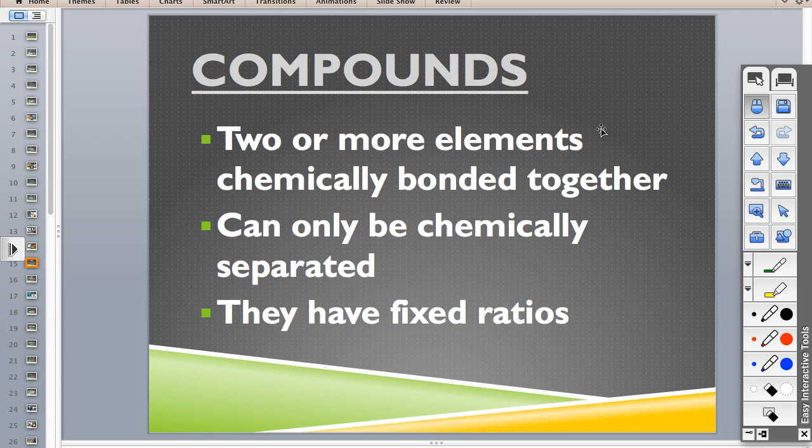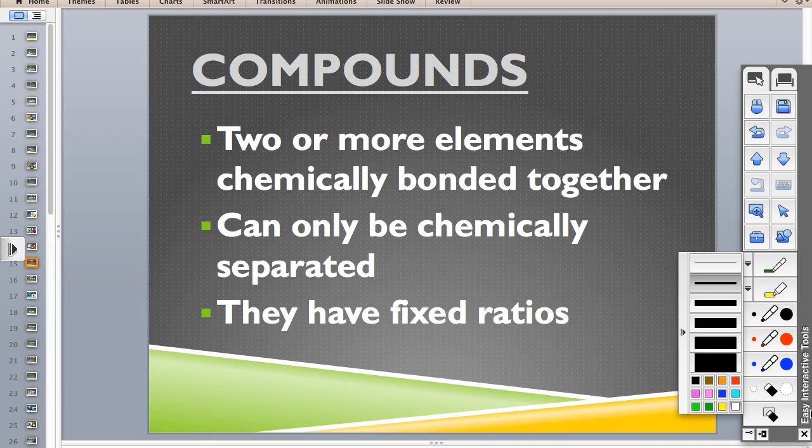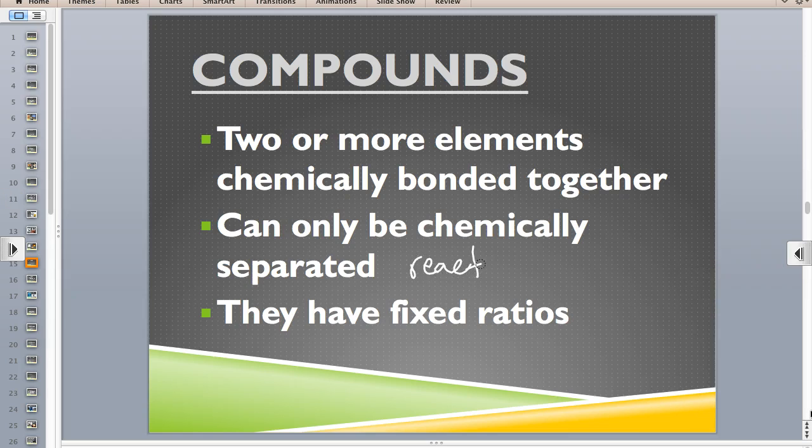And then we have compounds, like I said, two or more elements chemically bonded together. And the big thing here is they can only be separated chemically. So you're not going to be able to distill this or filter it. You're going to have some kind of reaction to actually separate it. So the things we had talked about, filters and melting and boiling, that kind of stuff, it's not going to work. Not going to separate.